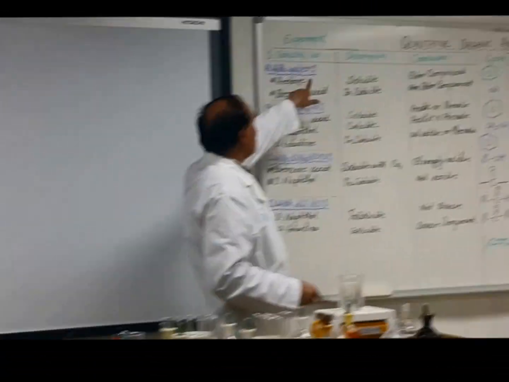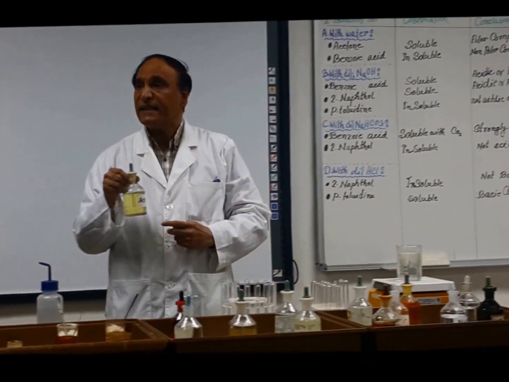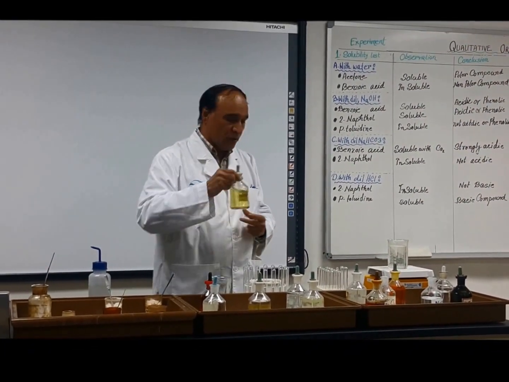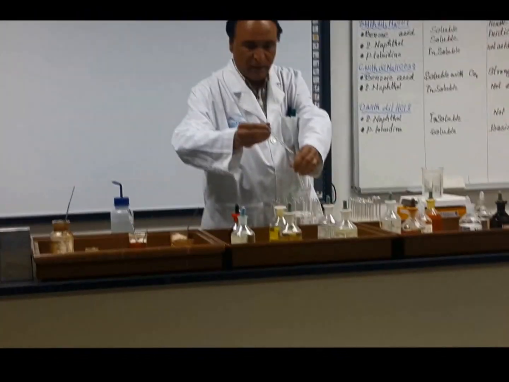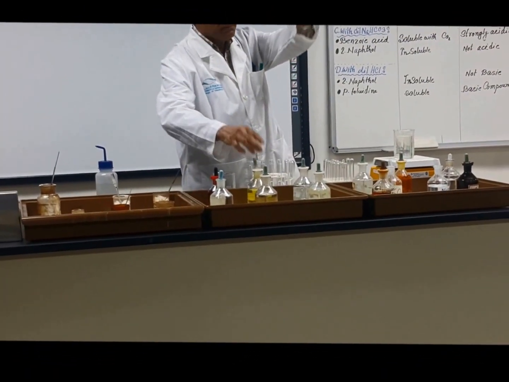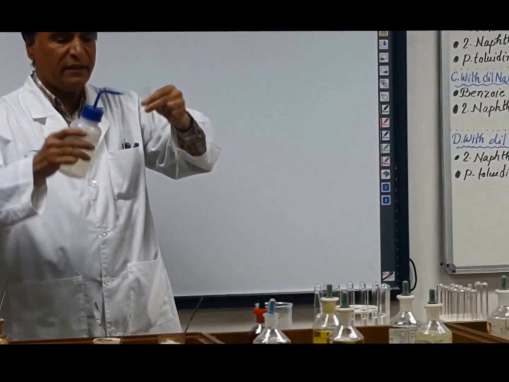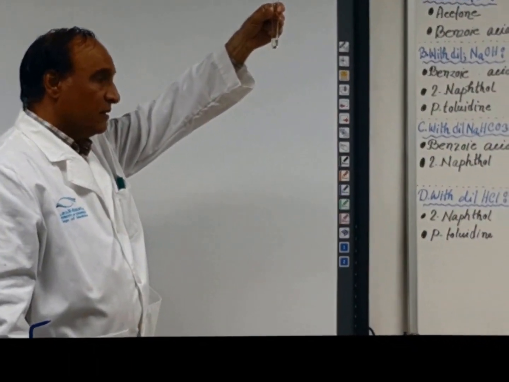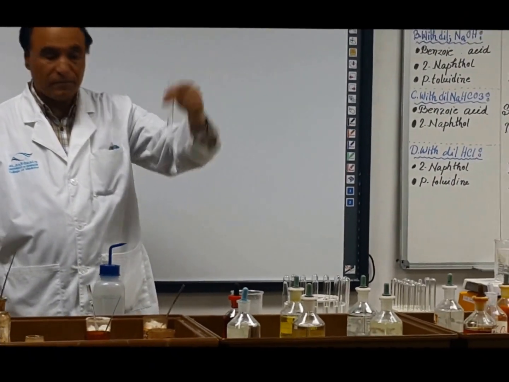For example, I will start with water, and I will take acetone. Acetone is a ketone. You know that. You have studied organic. Acetone is a ketone, and ketones are polar compounds. If I take some acetone in the test tube and add some water, you can see that it dissolves. Acetone dissolves in water, which means that acetone is polar.